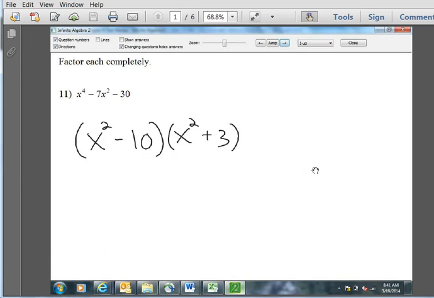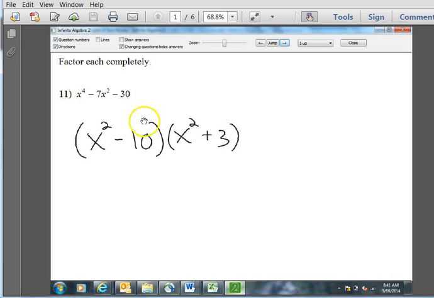Problem 11 is x to the 4th minus 7x squared minus 30. Now remember, x to the 4th is really x squared squared. So it's still factoring like we used to, only now the terms instead of x's in front here are x squareds, which is really nice.